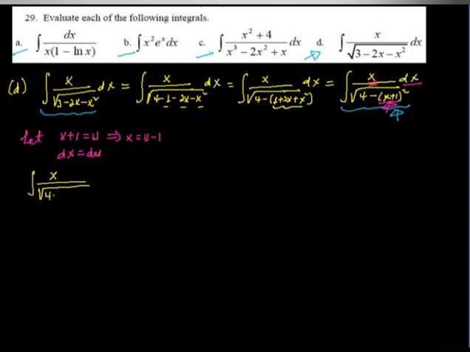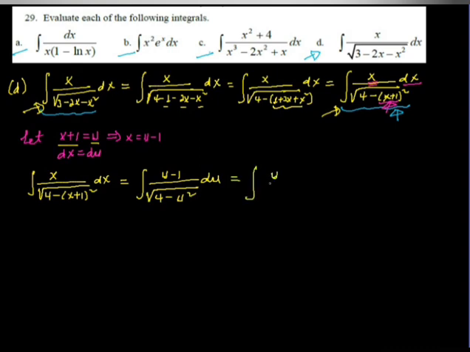The integral is x over the radical of 4 minus x plus 1 the whole square. They are the same, so we replace x with u minus 1, and x plus 1 square becomes u square. So this is written as the integral of u minus 1 over the radical of 4 minus u square du, or du over the radical of 4 minus u square.